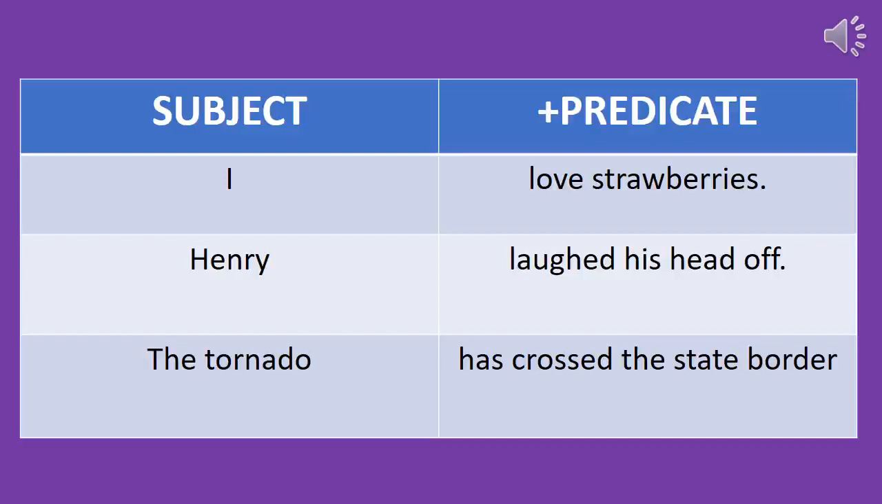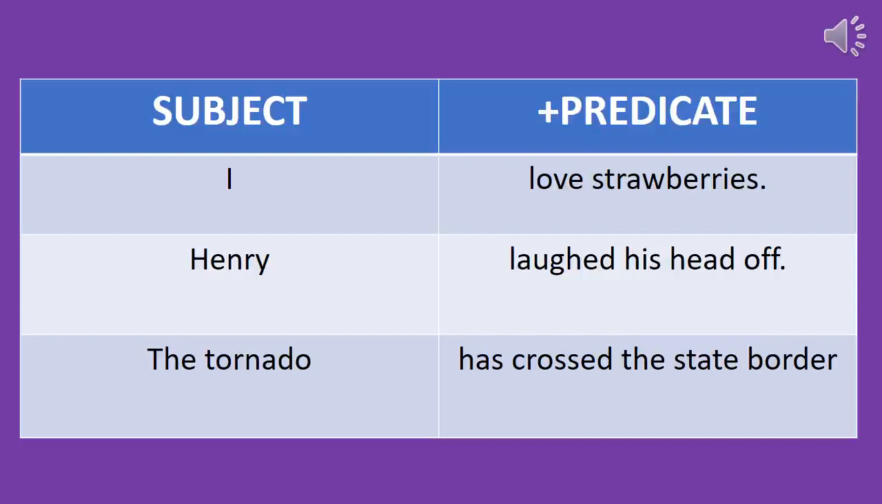In our second sentence, Henry laughed his head off. So who is the focus in the sentence? The focus is on Henry. And what did he do? What is the action? He laughed his head off.